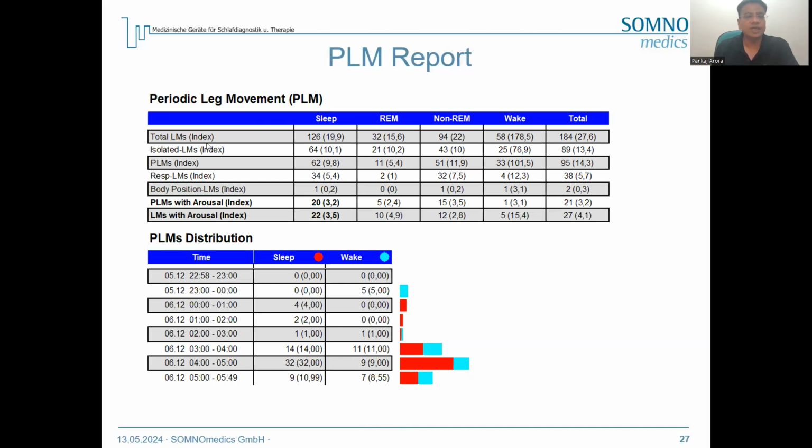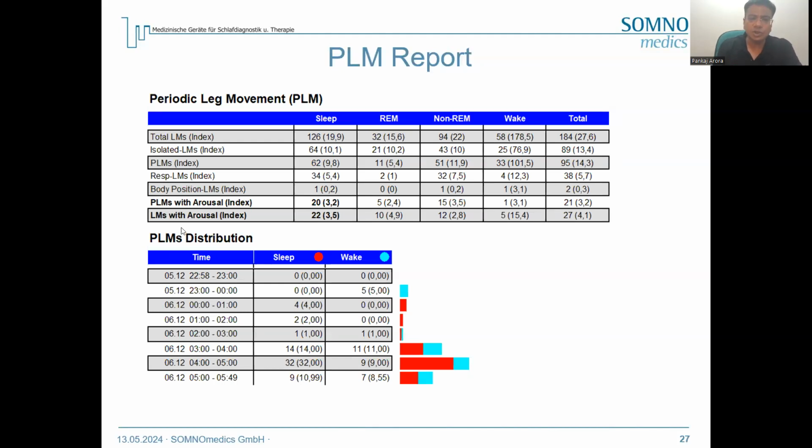In this particular case, you see total leg movements was 126, which includes isolated limb movements of 64 and periodic limb movements of 62. If you add 64 and 62, it comes to 126 with an index of 19.9. However, the PLM index is only 9.8. AASM recommends that if the PLM index is more than 15, we can say it's periodic limb movement disorder or periodic limb movement syndrome.